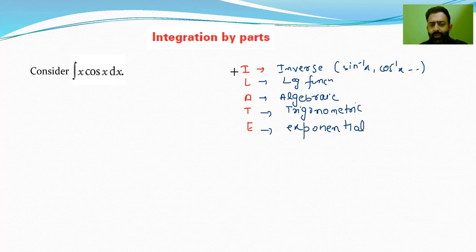So I stands for inverse. If you have to integrate x tan inverse x, you will say that tan inverse x is my first function and x is the second function, because in that order I comes earlier compared to algebraic A. Now why are we saying first and second function? Because now we have to use one formula for integrating by parts.